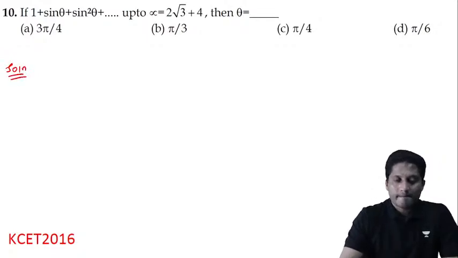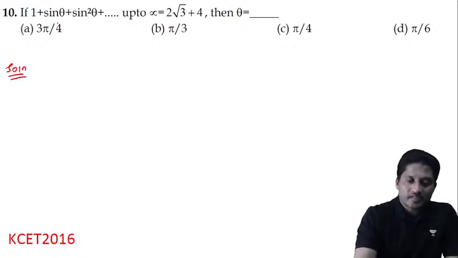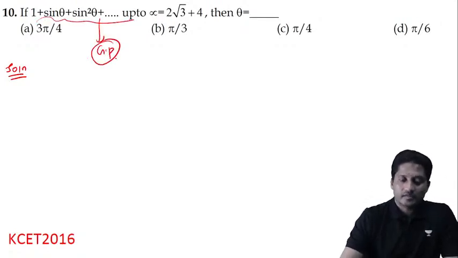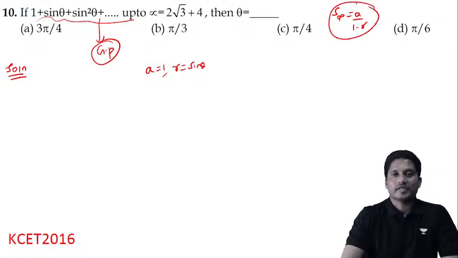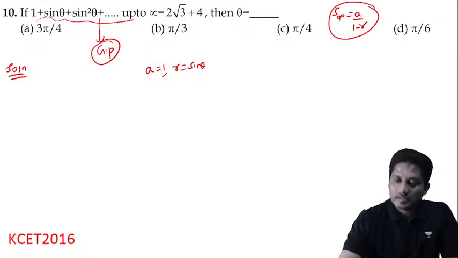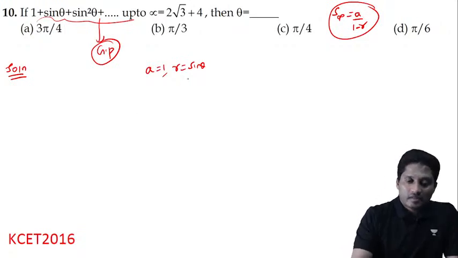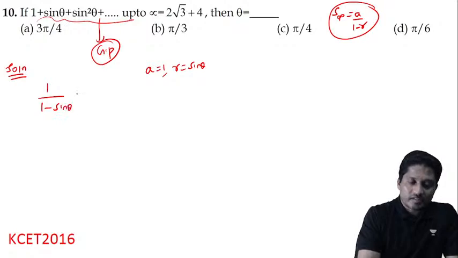Okay, now listen. It's in GP, right? It's an infinite GP. First term is 1, common ratio is sine theta. S infinity is equal to A divided by 1 minus R. Infinite geometric series, S infinity is A by 1 minus R. So I should write 1 divided by 1 minus sine theta is equal to 2 root 3 plus 4, which can also be written as 4 plus 2 root 3.